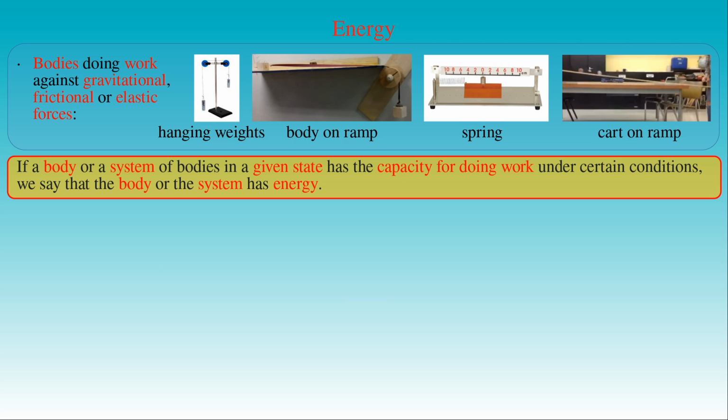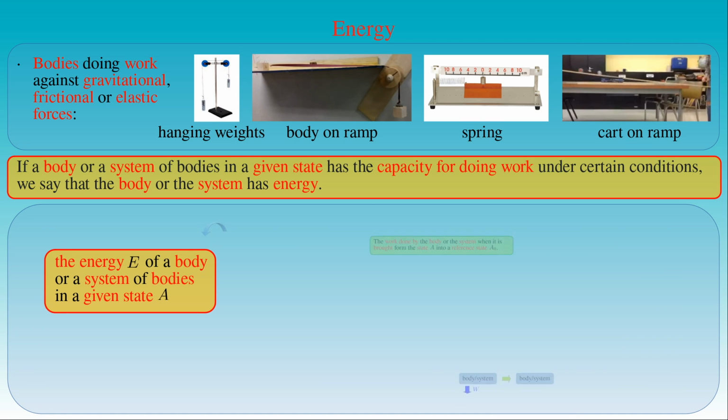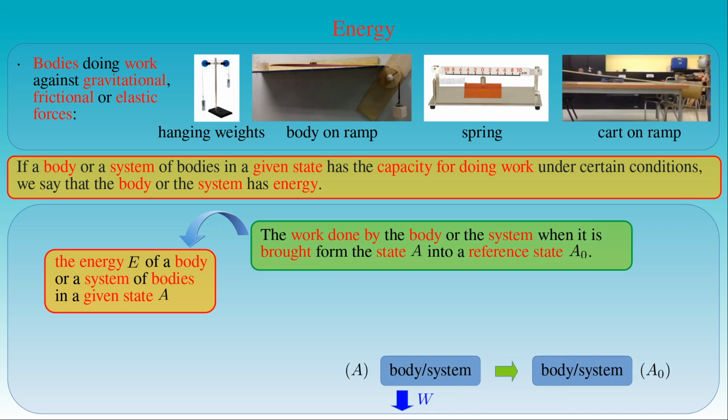The energy E of a given body or system is measured by the work done by the body or the system when it is brought from the state A into another reference state A0. We can choose an arbitrary state as the reference state A0 so that all possible states of the body or the system could be compared with it.